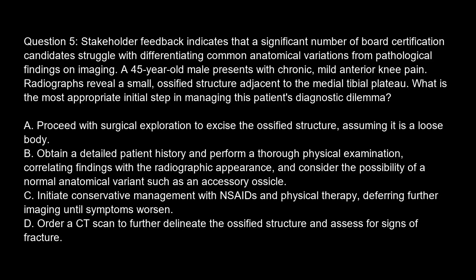Option A. Proceed with surgical exploration to excise the ossified structure, assuming it is a loose body. Option B. Obtain a detailed patient history and perform a thorough physical examination, correlating findings with the radiographic appearance, and consider the possibility of a normal anatomical variant such as an accessory ossicle. Option C. Initiate conservative management with NSAIDs and physical therapy, deferring further imaging until symptoms worsen. Option D. Order a CT scan to further delineate the ossified structure and assess for signs of fracture.